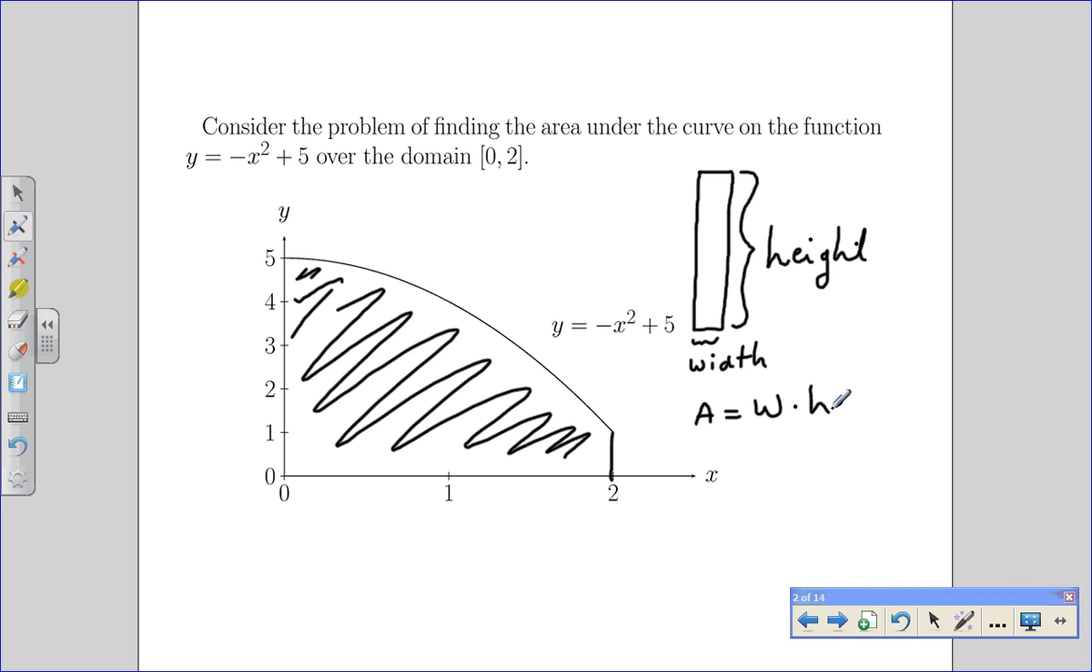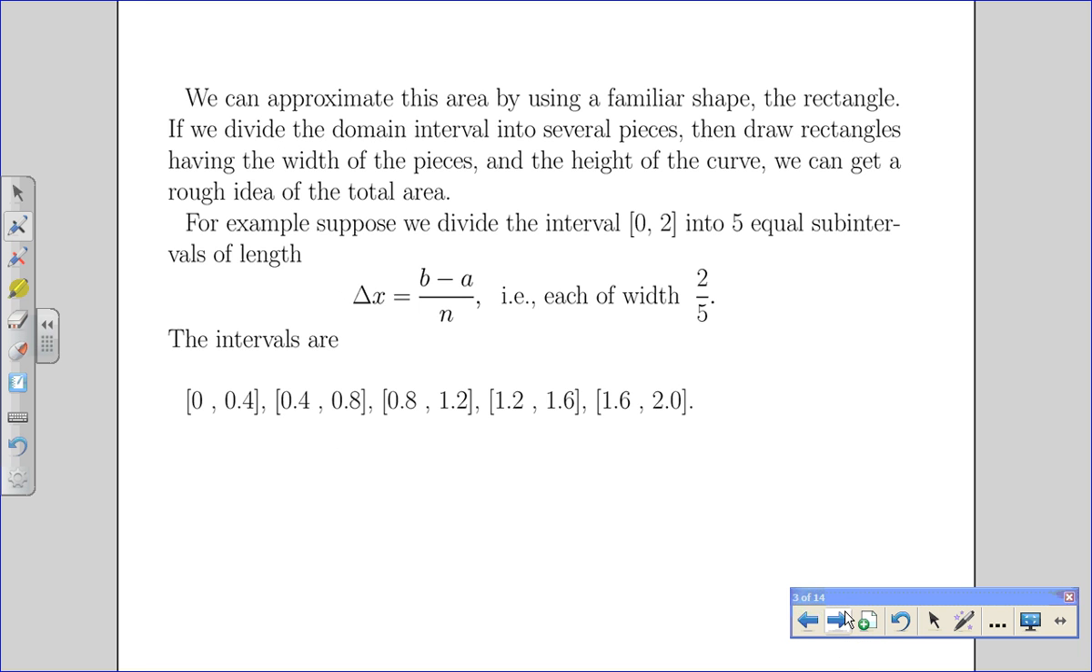Now, for this first example, I'm going to chop it up into 5 rectangles. We have to know how big those rectangles are. Our interval goes from 0 to 2. So generally what I would do is draw a number line, just a line, with my start and end points on it. Then, in this case, we want 5 equal subintervals.